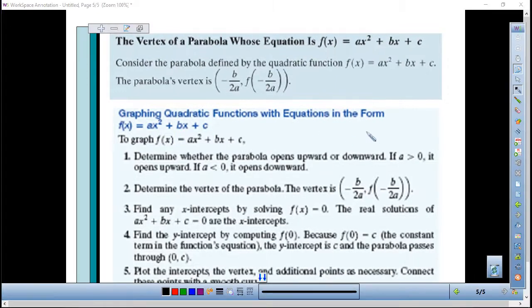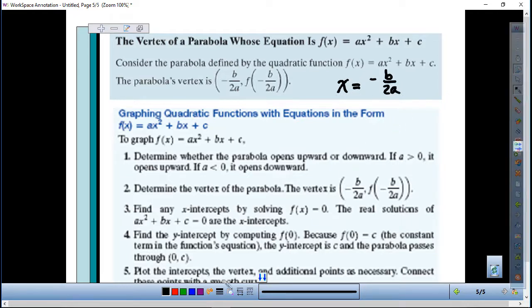So the big thing that you want to pull out right here is that x is equal to negative b over 2a. That's going to find the x component of the vertex. Let me make this a little smaller where I can write. So x component of the vertex if the equation is in this form right here.